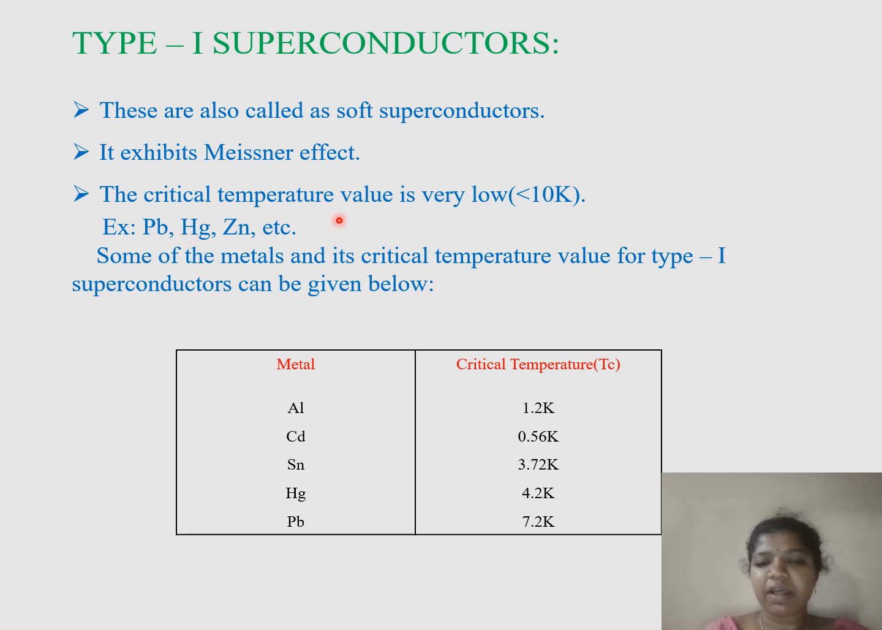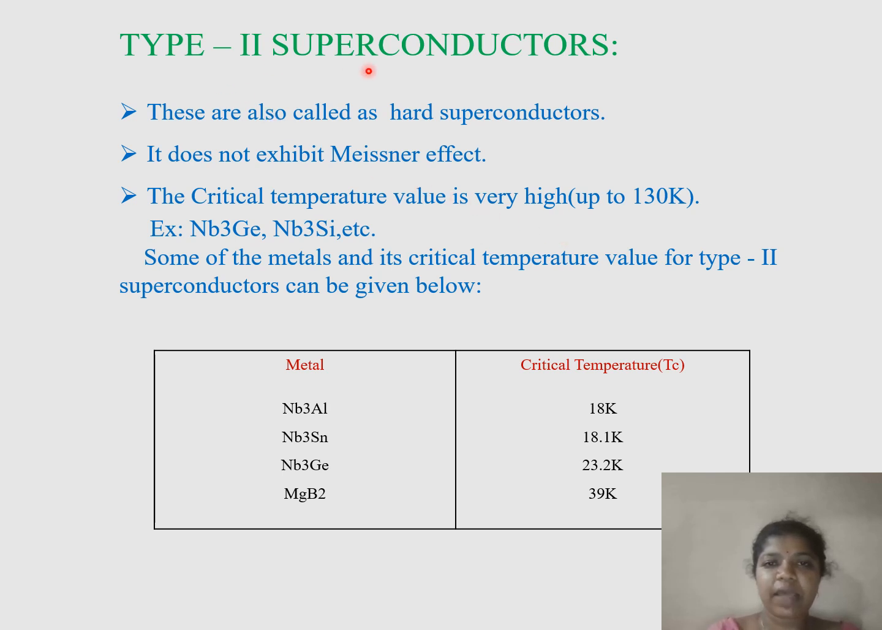And the critical temperature value is very low, that means less than 10 Kelvin. Some of the metals and their critical temperature values for type 1 superconductors are given below. Aluminium at 1.2 Kelvin, the electrical resistivity suddenly drops to zero and it behaves as a superconducting material. Next one is cadmium at 0.6 Kelvin. Next one is tin at 3.72 Kelvin, it behaves as a superconducting material. For mercury, 4.2 Kelvin. For lead, 7.2 Kelvin.